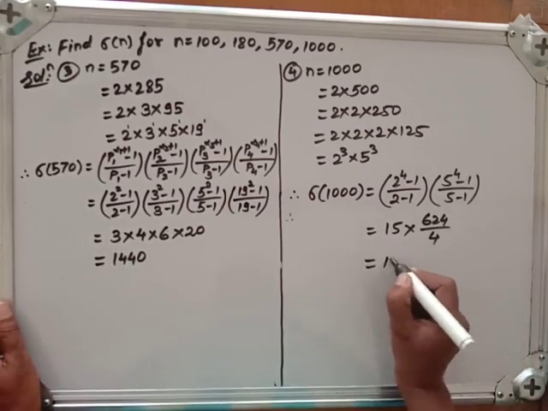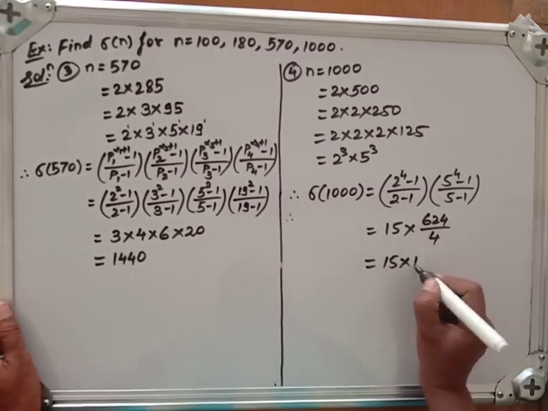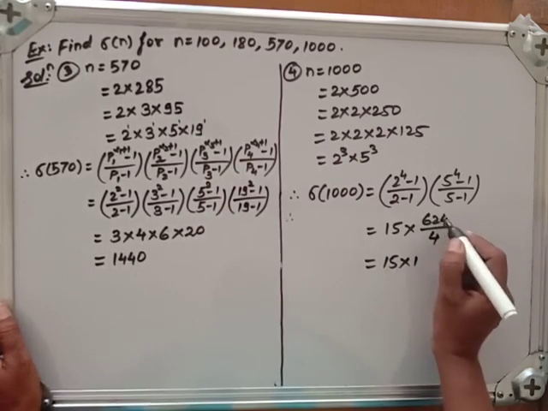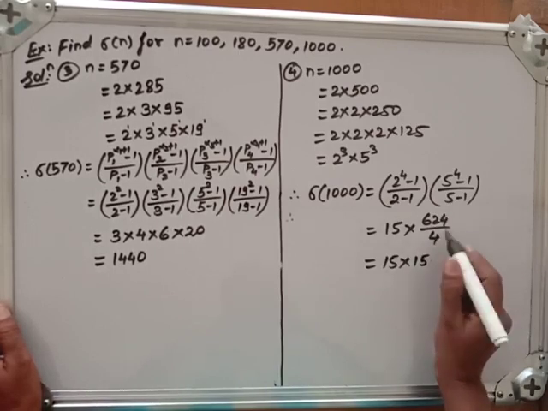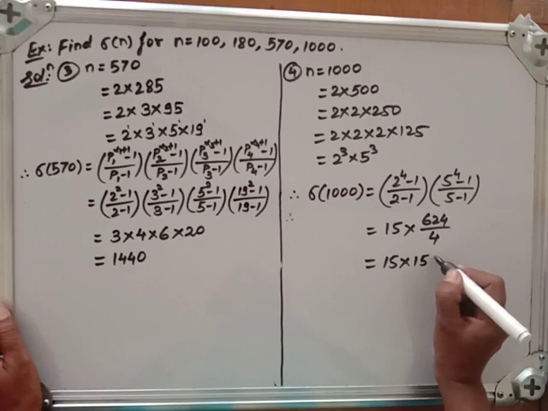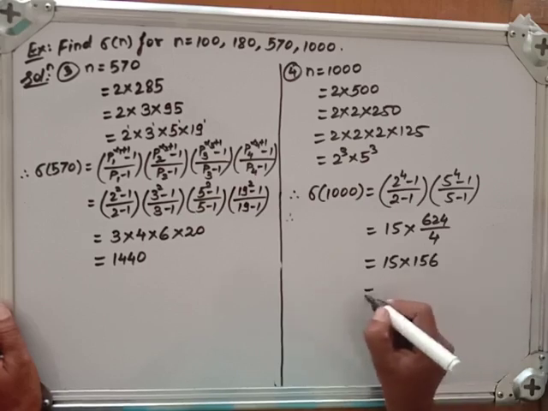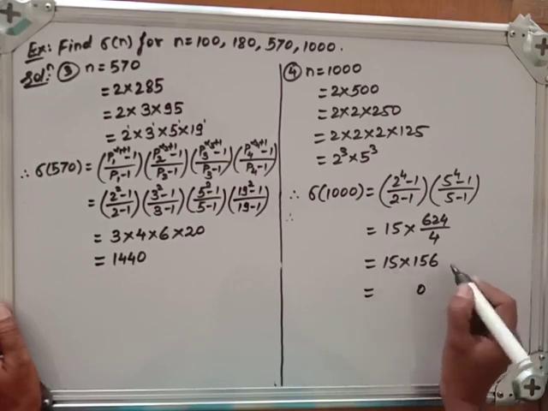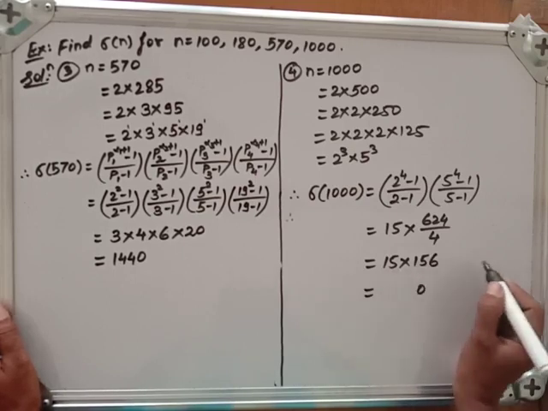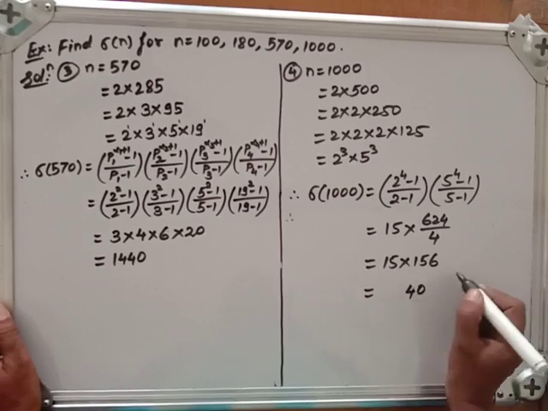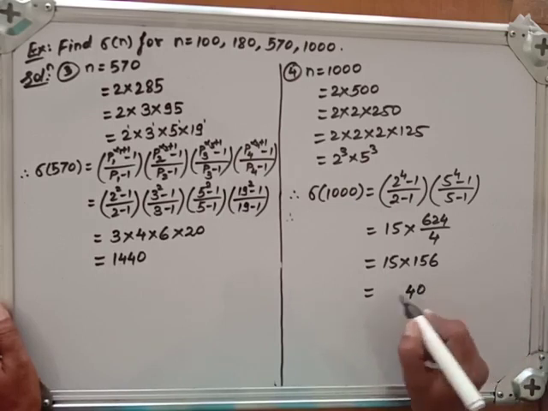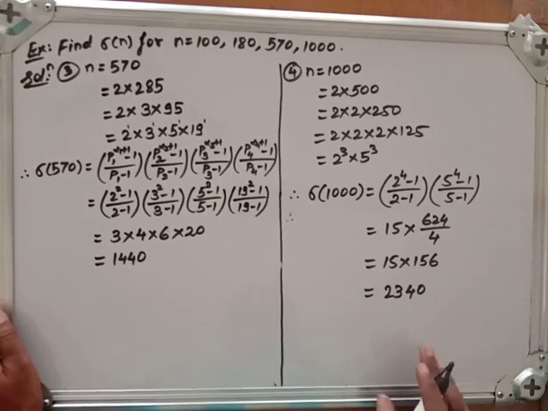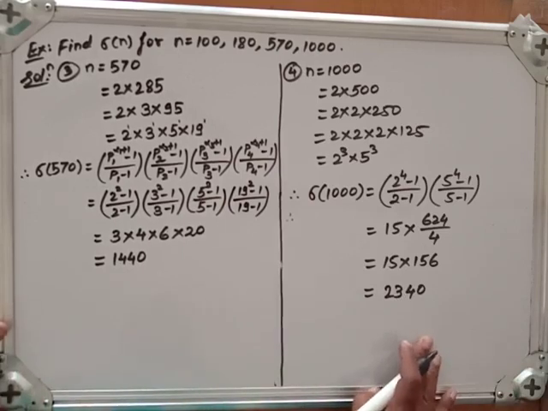So it is 15 into, this is 4 ones are 4, 4 2s are 8, 4 6s are 24, so this is 156. 15 6s are 90, 15 5s are 75 plus 9 will be 84, 8 carry. 15 ones are 15 plus 8 is how much? 23. So this is 2340. This is the answer here.